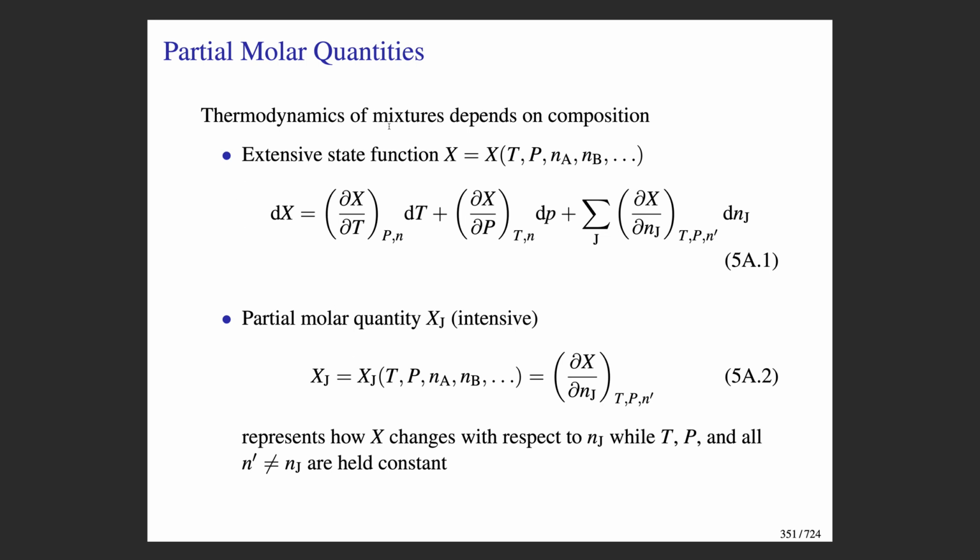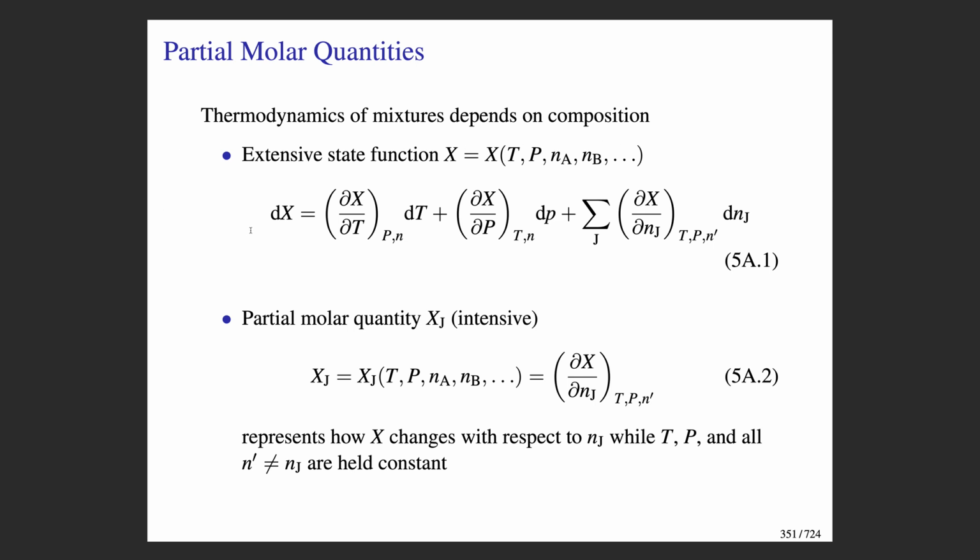So in this first bullet point, we're considering a generic extensive state function. This may be internal energy or enthalpy or Gibbs energy. We'll also look at volume in this discussion. That can be thought of as a function of temperature and pressure, just like normal. But now that we can change the composition of the mixture, the number of moles of each component is also a variable that we can play around with.